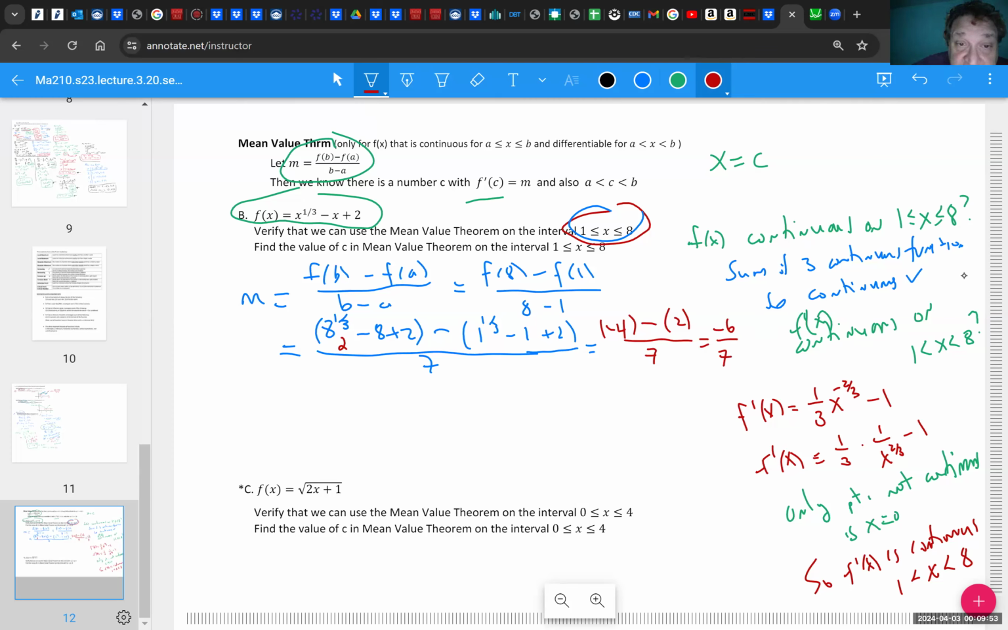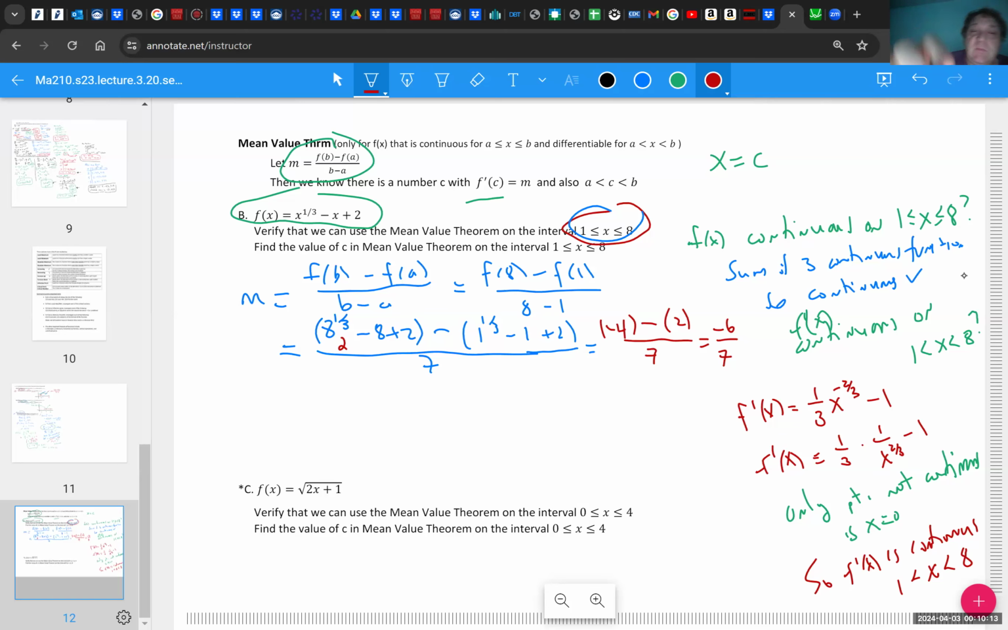All right, let me double check that I did this. 8 to the 1/3 is 2. 2 minus 8 is -6. -6 plus 2 is -4. Yep. 1 to the 1/3 is 1. 1 minus 1 is 0. Plus 2 is 2. So it's this creature, -4, minus that creature, 2, which is -6 over 7.